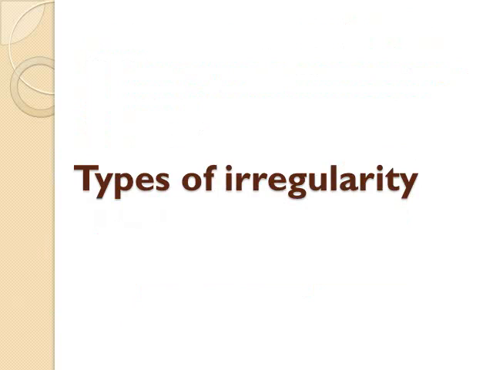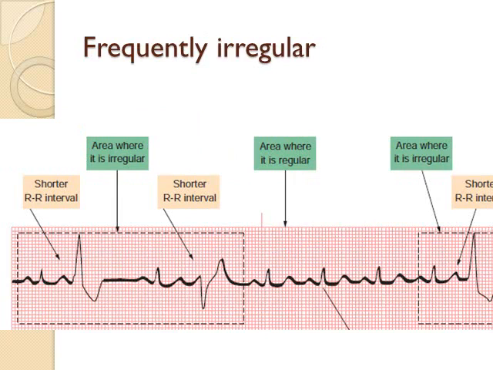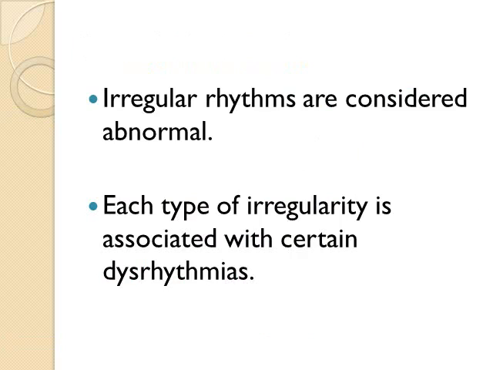So what are the types of irregularity? It could be occasionally irregular, it could be frequently irregular, or it could be irregularly irregular, where the entire tracing is irregular. So irregular rhythms are considered abnormal. Each type of irregularity is associated with certain dysrhythmias.